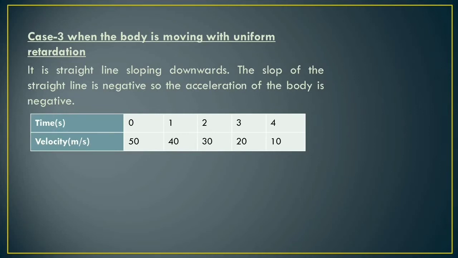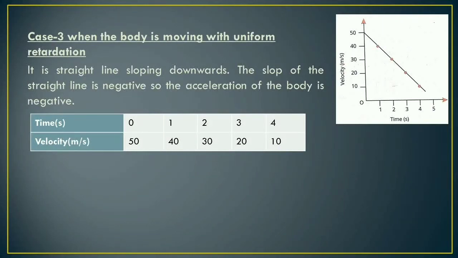You can see in this table the time is moving, that is 0, then 1, then 2 seconds, then 3 seconds, then 4 seconds, and the velocity in meter per second is decreasing: 50 meter per second, then 40 meter per second, uniformly, because uniformly means the rate of decrease is 10 meter per second. You can see this in the graph also. By this graph, if we are finding the acceleration in the case of retardation, it should come with a negative sign.